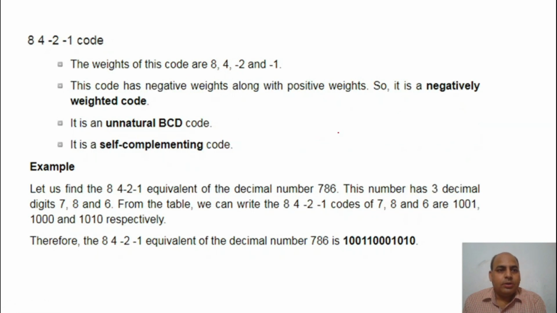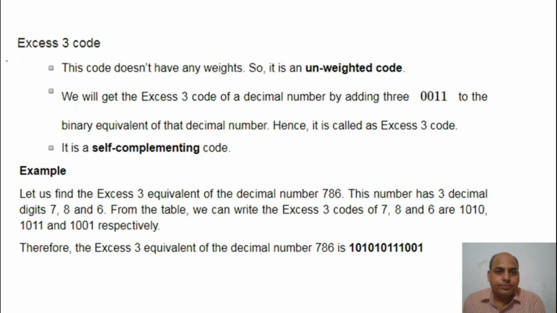Okay. Another is 84 minus 2 minus 1 code. So it is also a weighted code, but it has a negative weight also. So positive weight as well as negative weight. Okay, this is again unnatural and it is also self-complementary. XS3 code. So this is not a weighted code. This is an unweighted code. First thing, this is obtained simply by adding 3 to the particular digit. It is also a self-complementary code.